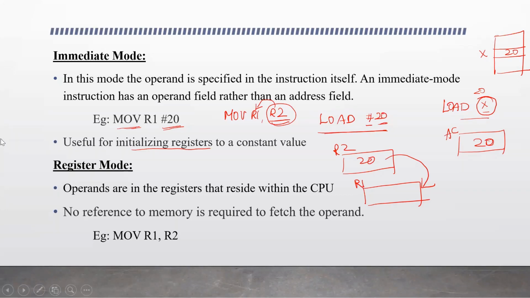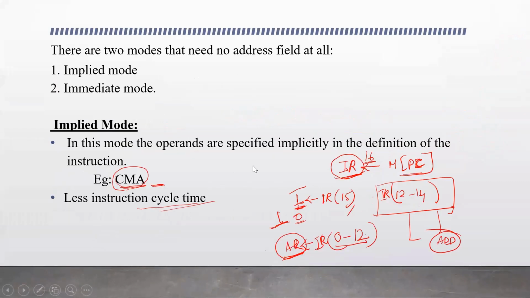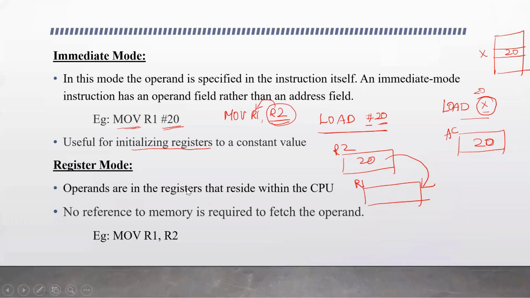And the next addressing mode is register mode. In the earlier two modes we have discussed, implied and immediate mode does not need any address. Now the other modes begin with register mode. In register mode, it is easy to understand. The operands are in registers that reside within the CPU. The operand may be from the address specified in the addressing field. It may be the address of the memory or the address of the register. When the address is the address of the register, we call it register mode.